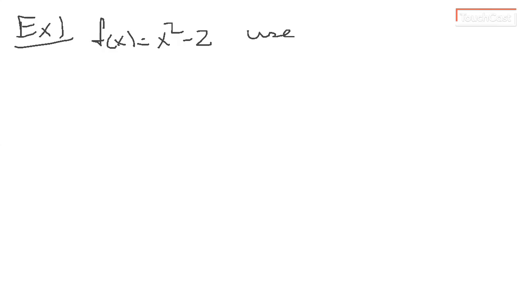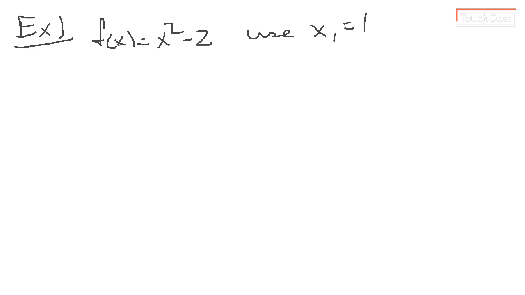So diving into our first example, we're going to use Newton's method to approximate a 0, a possible x-intercept of the function f of x equals x squared minus 2, and we're going to use x1, our first estimate, to be 1. That's our initial guess.